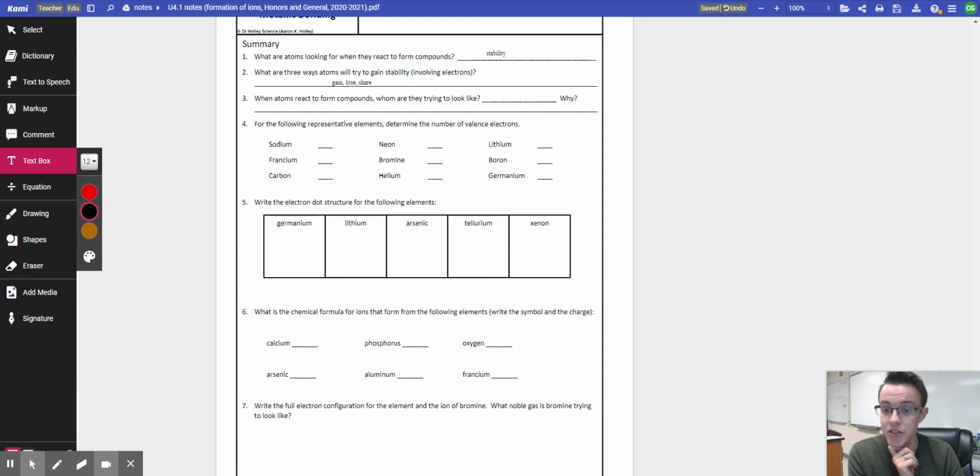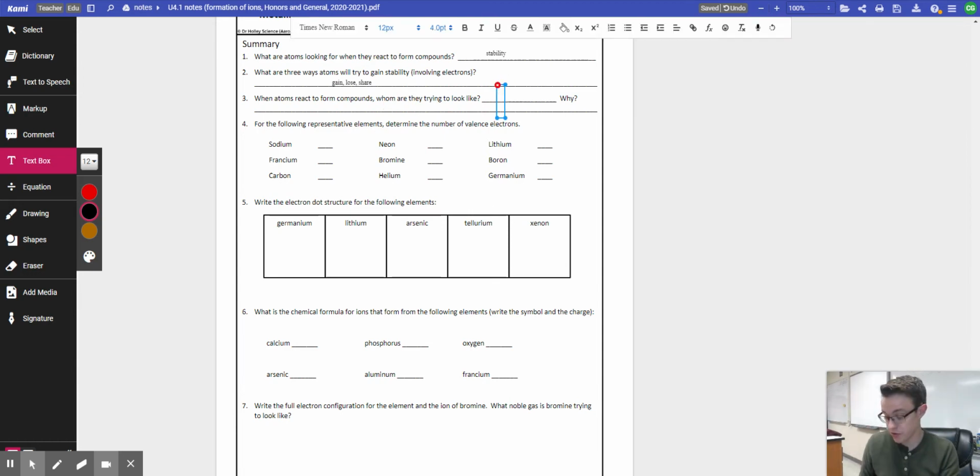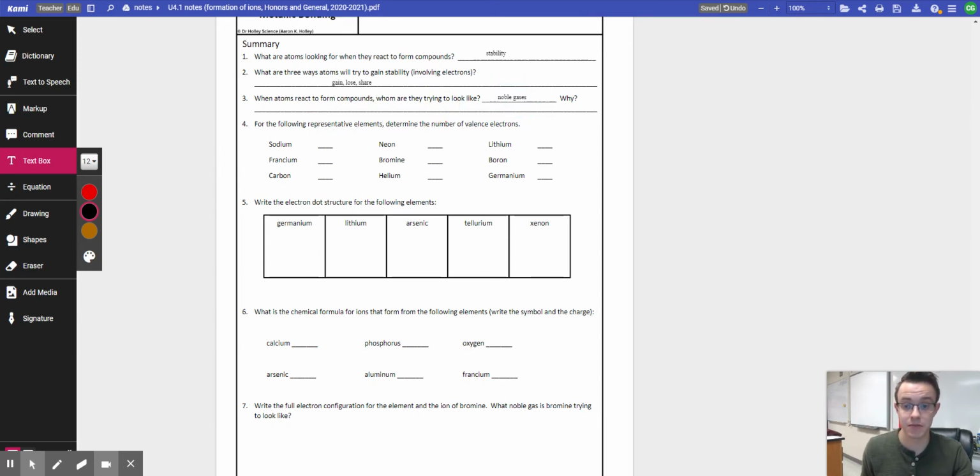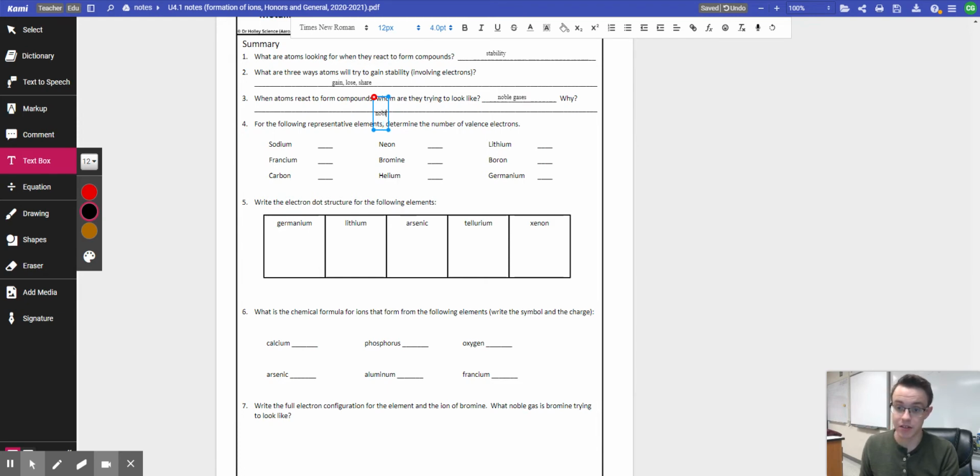Okay? When an atom reacts to form compounds, what are they trying to look like? Like I said, they're trying to look like the noble gases because the noble gases are stable. They don't need to gain or lose electrons. Okay? Why? Because noble gases have full valence shells, okay? Their outer shell of electrons is full. Just think of after Thanksgiving dinner or something like that, or after you have a big lunch or a big meal, you're full, you're happy, you just want to go take a nap. That's how the noble gases are. Their valence electrons are full. They are harmonious. So they don't need to gain or lose electrons, and all the other atoms therefore want to be like them.